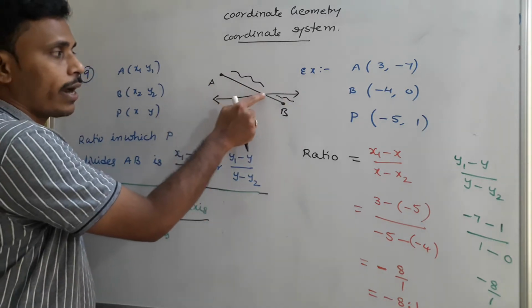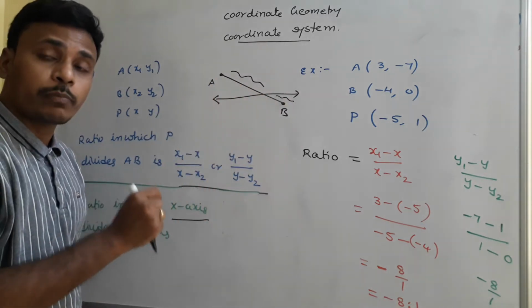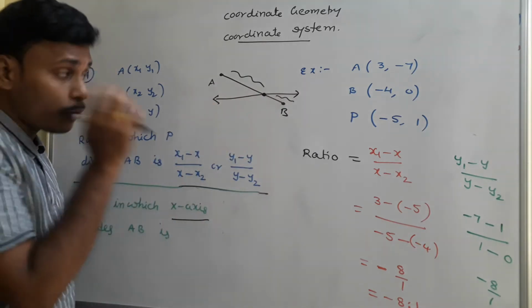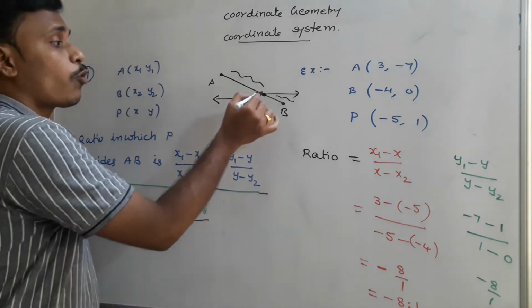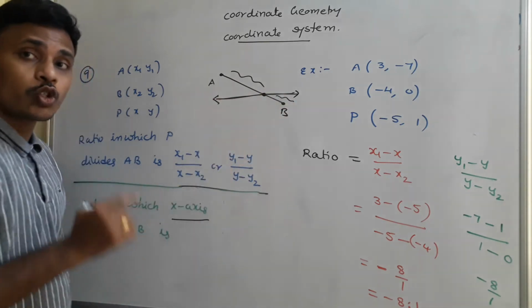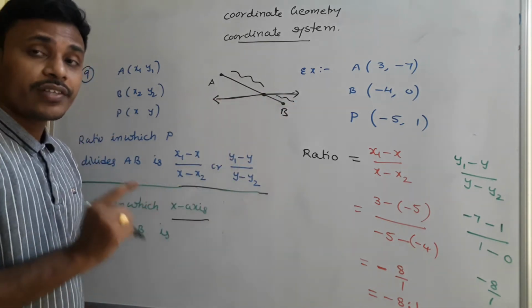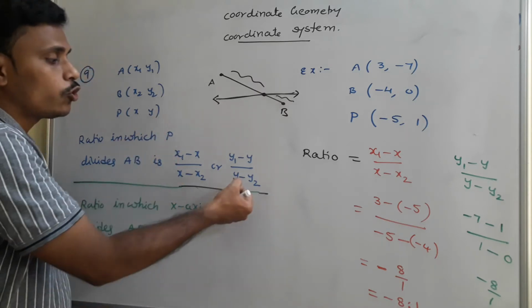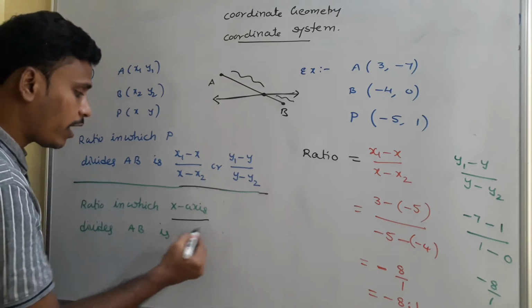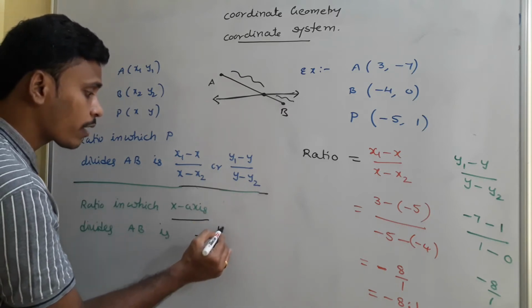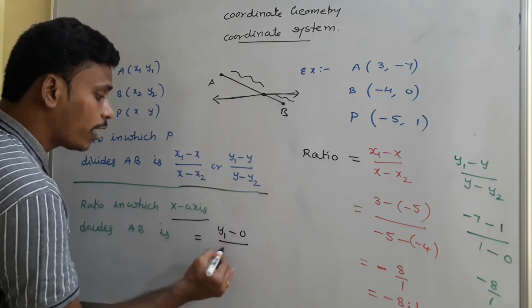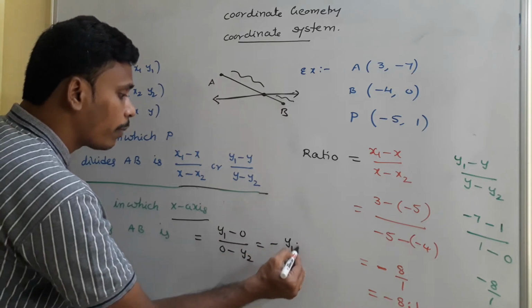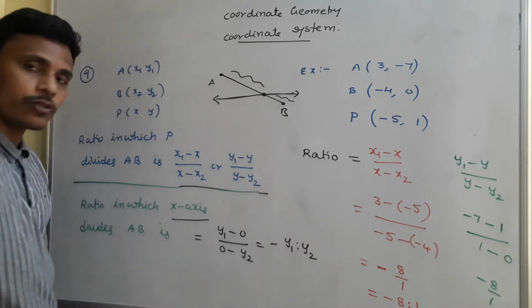Okay, this length divided by this length. To find that particular ratio, you need to think about this point. That point is on the x-axis, so its y coordinate is 0. Since y value is 0, use this second formula. From there you will get your answer as (y1 minus 0) divided by (0 minus y2). On simplification you will get minus y1 is to y2.